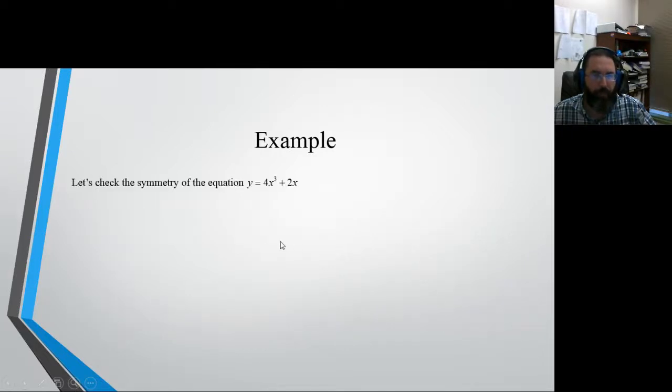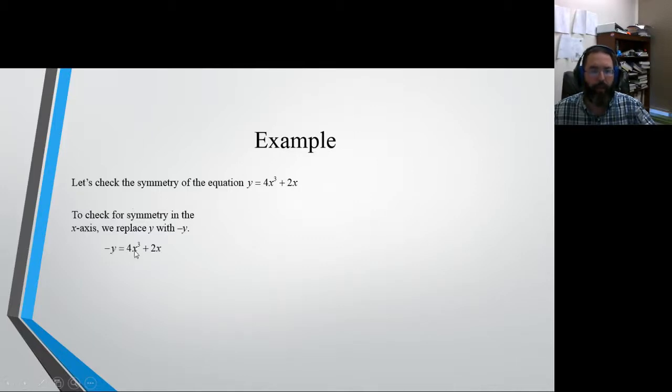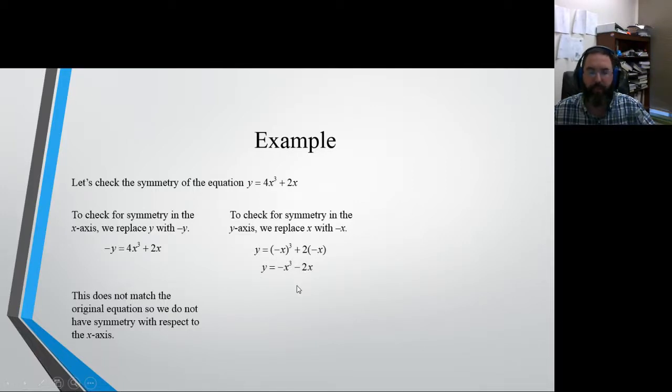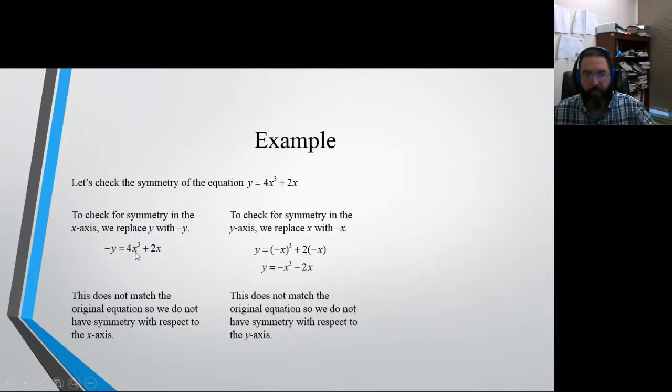One more example, just to make sure we've all got it. Let's check the equation y equals 4x cubed plus 2x. If I want to check for symmetry in the x-axis, again, I replace y with -y. That's just going to give me -y equals 4x cubed plus 2x. That does not match this guy, so I do not have symmetry in the x-axis. If I check for symmetry in the y-axis, I replace x with -x. That's y equals 4(-x) cubed plus 2 times -x. Simplifying both of those gives me y equals -4x cubed minus 2x. That does not match. It actually matches this guy over here if you multiply both sides through by -1. So we do not have symmetry with respect to the y-axis.